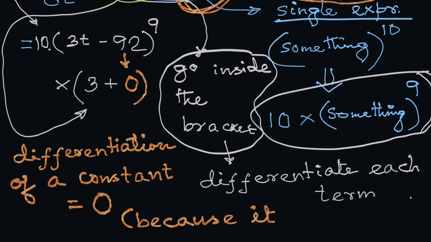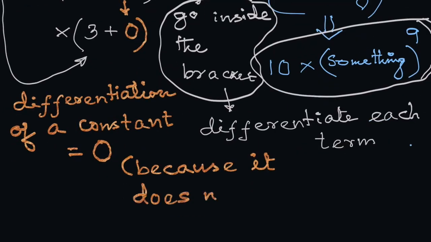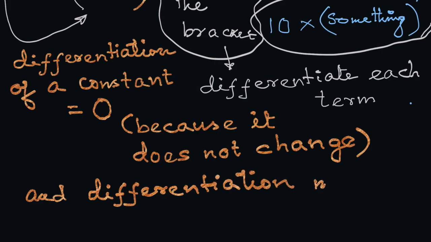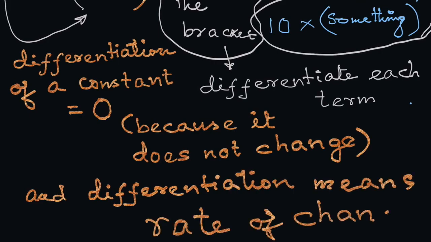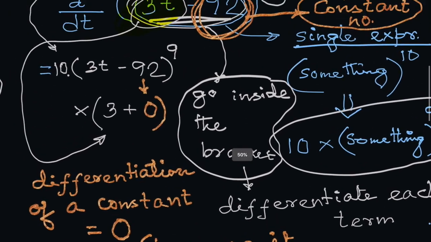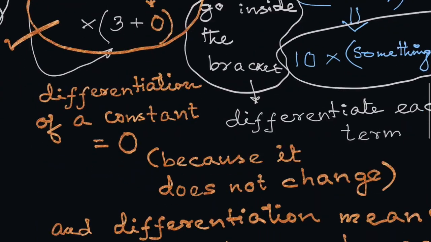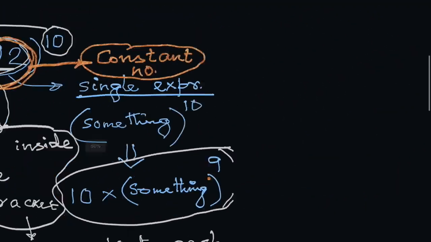Why? Because it does not change with time. I mean, with anything. And differentiation means nothing but rate of change of that quantity. Now, if it is a constant, the rate of change is zero. So it became a little clumsy. Let us do this again.